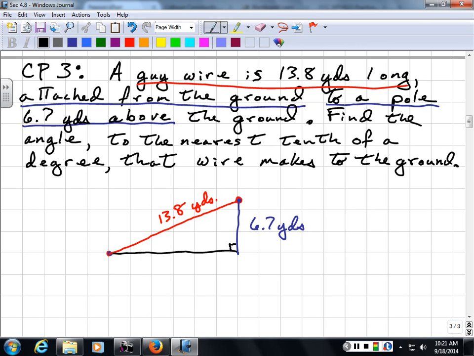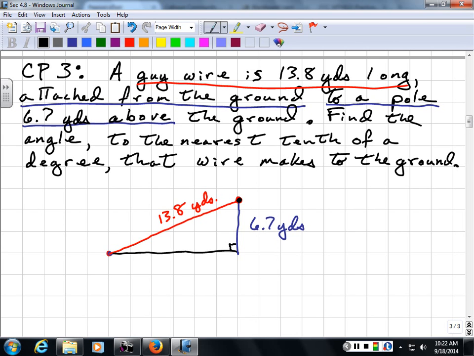It's talking about where the wire is attached. It's attached to a pole 6.7 yards above the ground. It's a bad question. It really is. This comes straight out of the textbook. There's a lot of things wrong with the way it's written, but this is what they're looking for. On the test, trust me, my questions are a lot better than this.